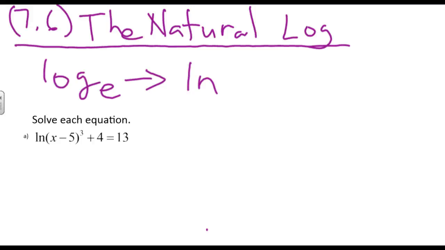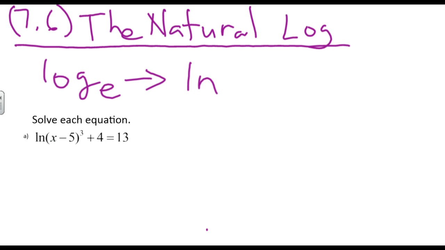Okay, good morning. Algebra 2 and Trig. I can't be there today, but I thought I'd present the lesson. It's pretty basic. It's called the natural log. This is section 7.6. I've discussed this briefly before, and I'm just going to formalize some of this information.